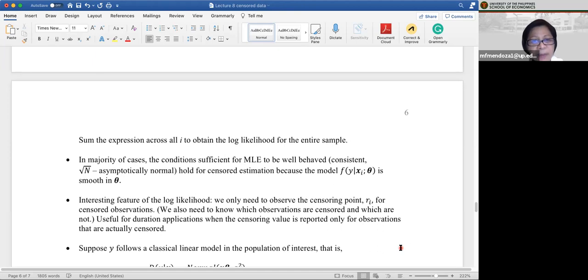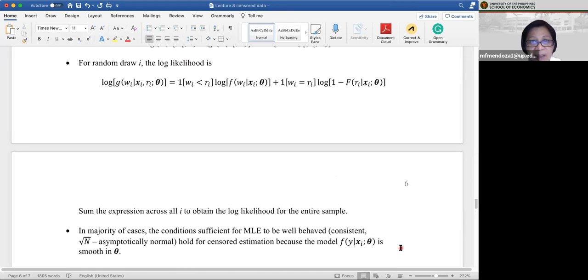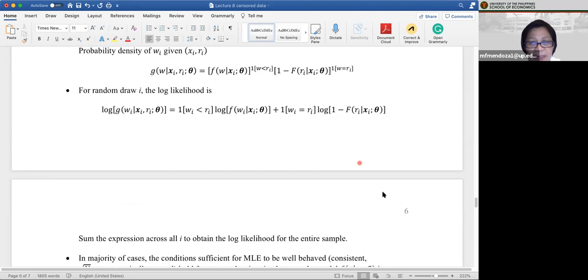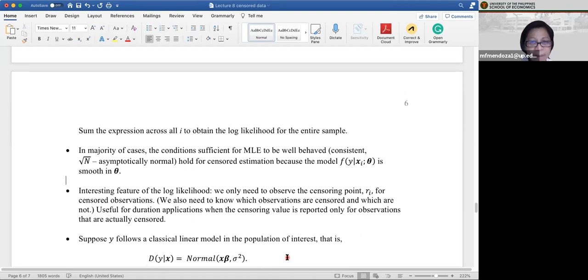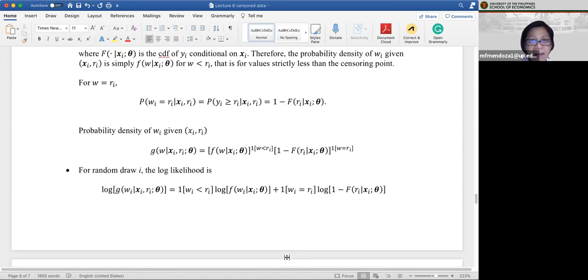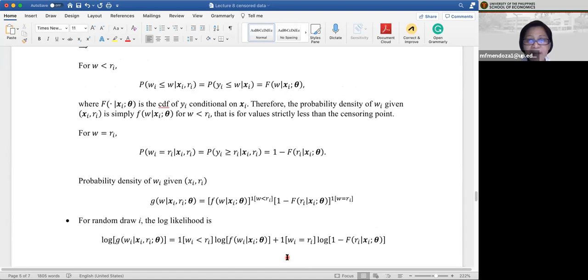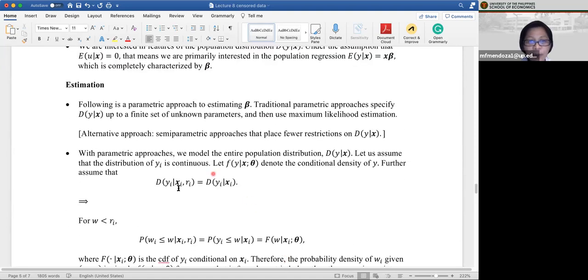So, an interesting feature of the log likelihood: we only need to observe the censoring point R sub I for censored observations. We also need to know which observations are censored and which are not. This is useful for duration applications when the censoring value is reported only for observations that are actually censored. So far, we have just assumed some general form for this conditional distribution.